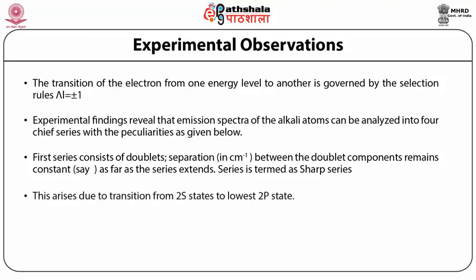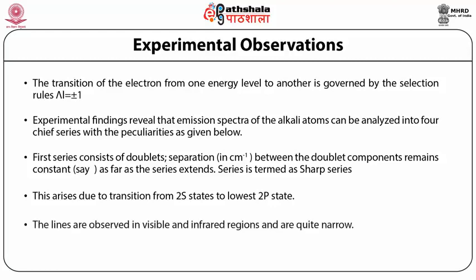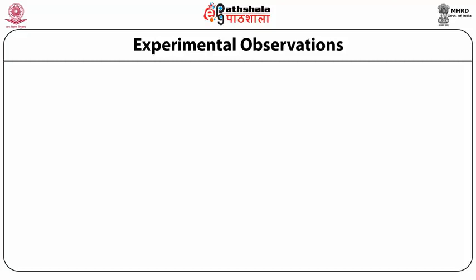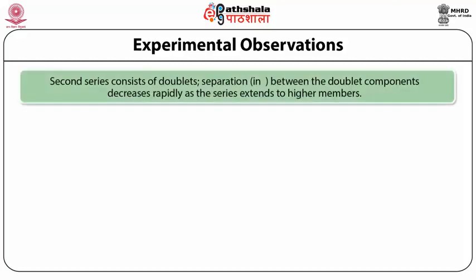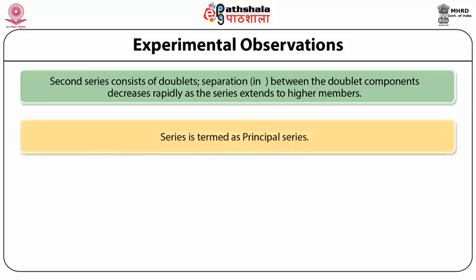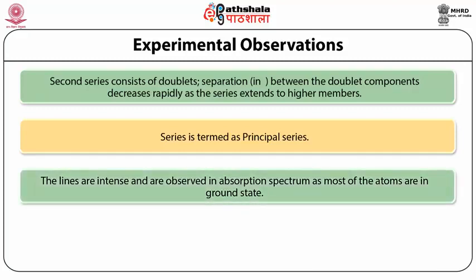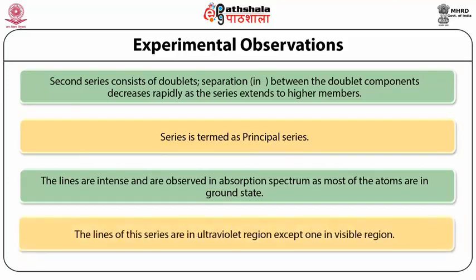This arises due to transition from nS states to the lowest 2p state. The lines are observed in the visible and infrared regions and are quite narrow. The second series also consists of doublets. The separation, again in cm⁻¹, between the doublet components decreases rapidly as the series extends to higher members. This series is termed the principal series. It arises due to transition from nP states to the lowest S state. The lines are intense and are observed in the absorption spectrum, as most of the atoms are in the ground state. The lines of this series are in the ultraviolet region except one in the visible region.